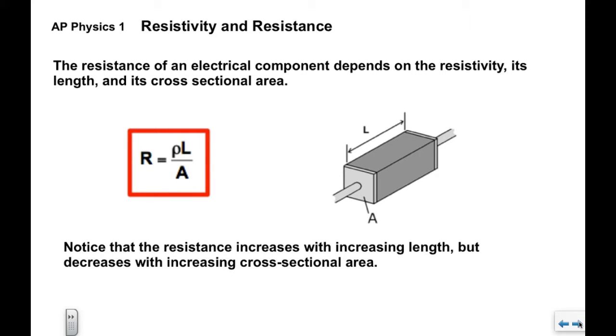Notice that the resistance of the component increases with increasing length. So if you make it longer, it has more resistance. But it decreases with increasing cross-sectional area. The area is in the denominator. So a bigger area makes a lower resistance. You can imagine a bigger cross-sectional area makes it easier for the electrons to flow through the material. You could even think of it as a pipe that carries water. A wider pipe would allow water to flow through it more easily. So the analogy is pretty good.